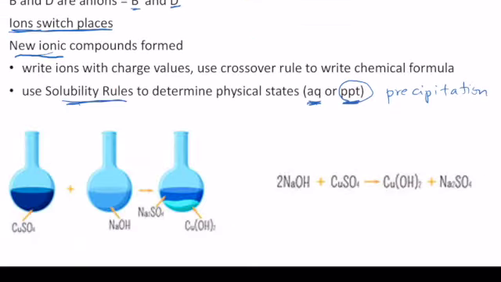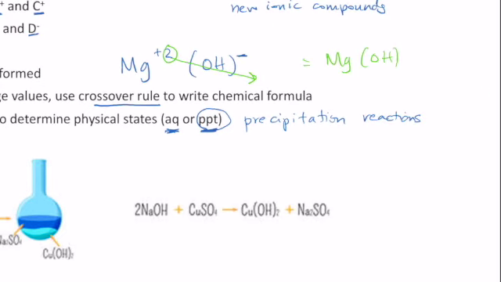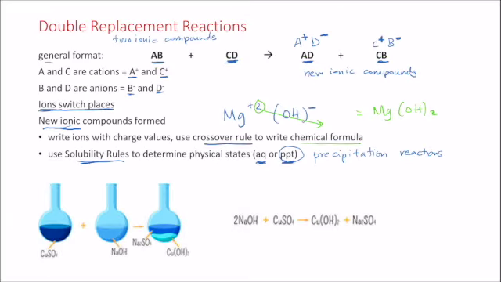So when you form those new ionic compounds, you write the ions with the charge values, and then you use the crossover rule to write the chemical formula. So for example, if you have the ion Mg2+ with OH-, you would take this 2 and cross it over and down, and you would have Mg and then (OH)2. The chemical formula has no plus or minus signs, and it should have subscripts, not superscripts. So that's just an example of the crossover rule, but the solubility rules are what are useful in figuring out what is going to be on the product side.